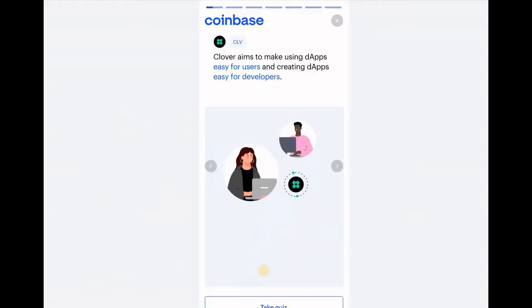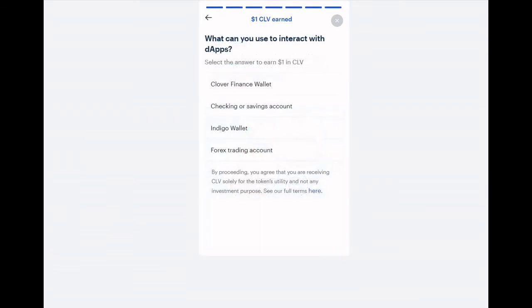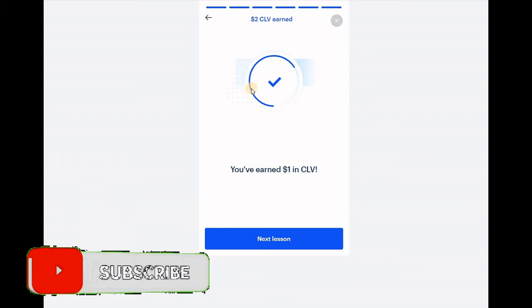So let's get on to the questions and answers. So the question is, what can you use to interact with dApps? And the answer is your Clover Financial Wallet. And there you go, you've earned another $1.